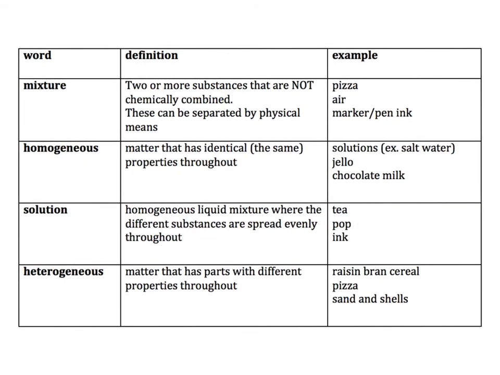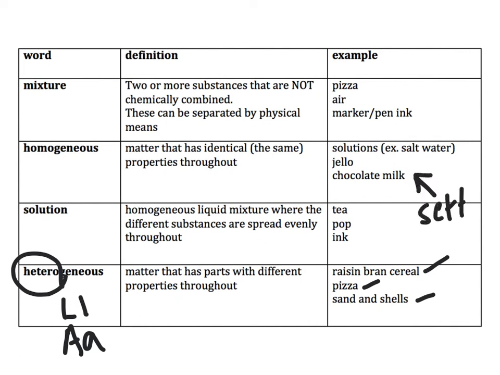The last word is called heterogeneous. Again, you might remember this from 7th grade science where we had the alleles, and hetero meant different. Big L, little l, big A, little a. Those are different, so we said they were heterozygous. This is heterogeneous, and this is saying that there are different properties throughout the whole mixture. Examples would be raisin bran, pizza, sand with shells in it, gravel, anything where I can visually see the difference between the parts of the mixture. Chocolate milk, when it's totally settled, that would be heterogeneous.